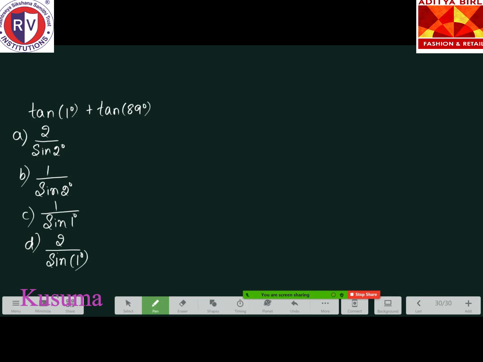So I'll consider this equation, that is tan 1 degree plus tan 89 degree. See here, 89 degree, can I write it as 90 minus 1 degree? We can write it as 90 minus 1 degree, right? So this will be tan 1 degree plus tan of 90 minus 1 degree. So what will be the value? What is tan of pi by 2 minus theta?